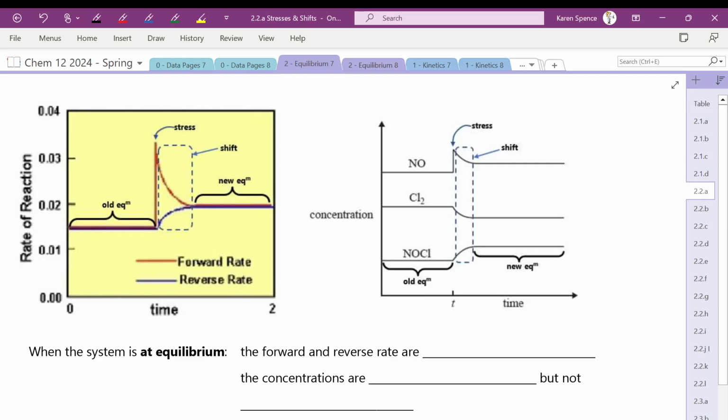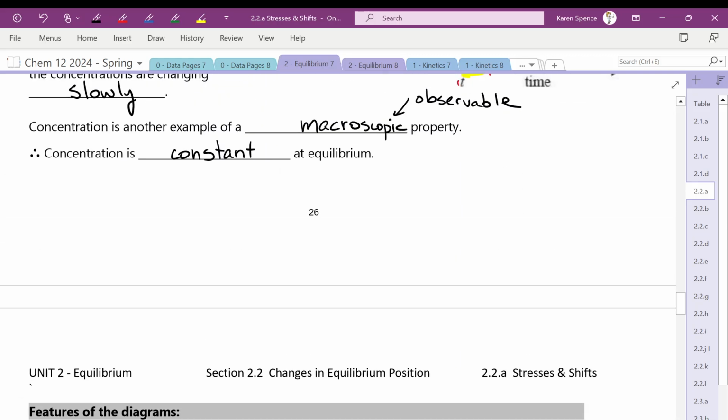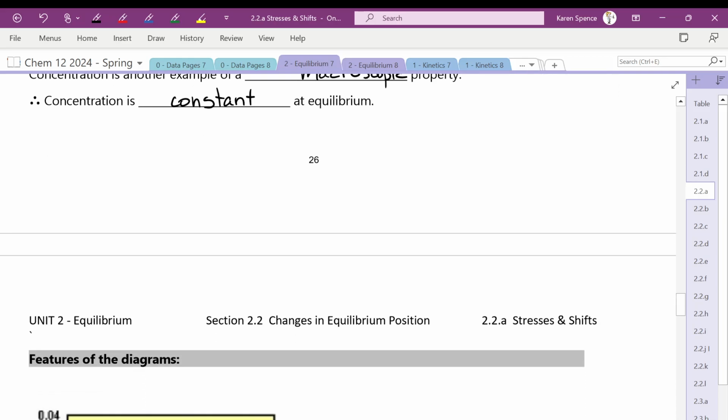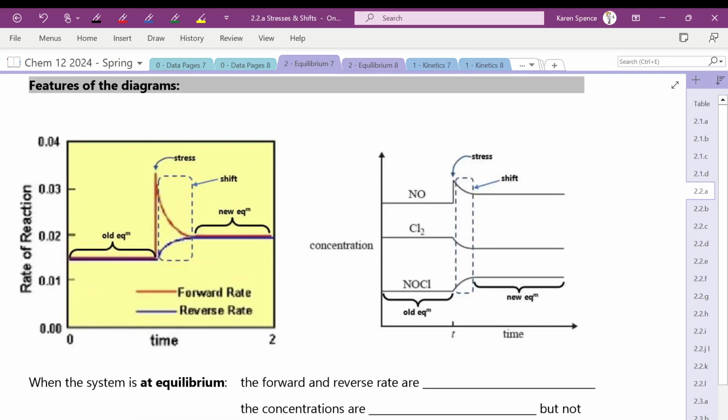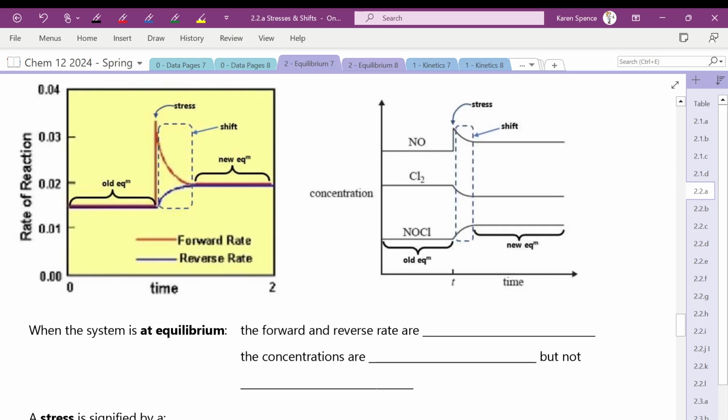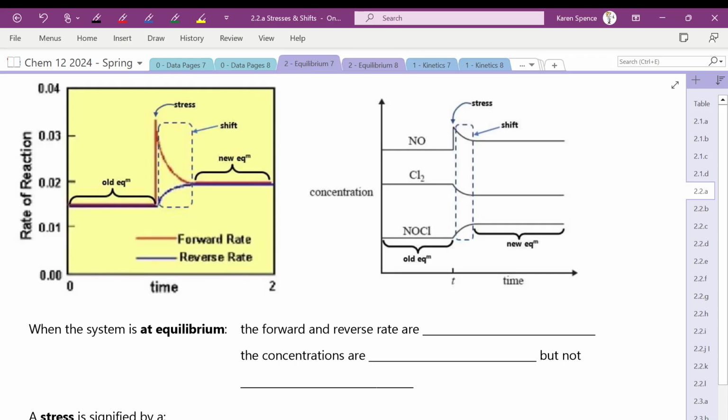So this is just, if you didn't manage to do a beautiful job, because sometimes I don't do a beautiful job when I'm actually labeling it, I let the computer help me out, showing the stress, the shift, and the new equilibrium. Okay, so when the system is at equilibrium, the forward and reverse rate are the same.